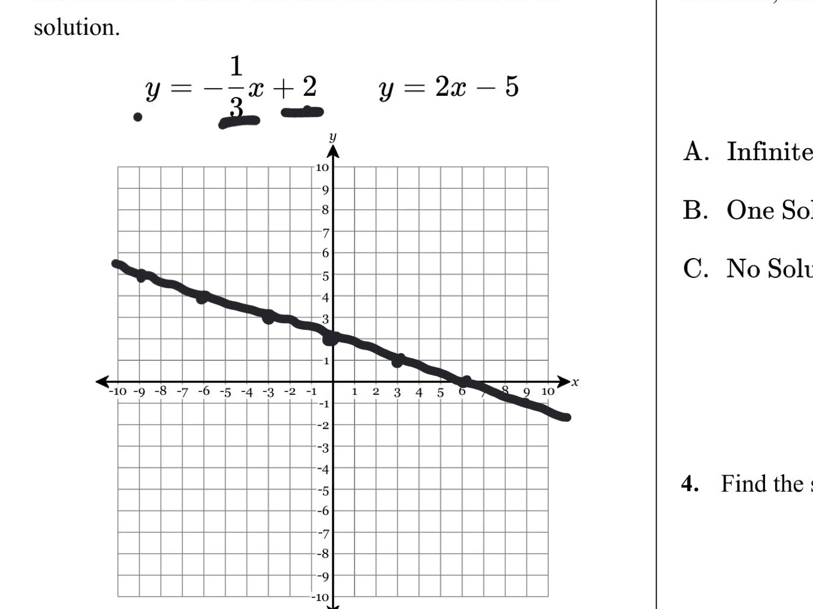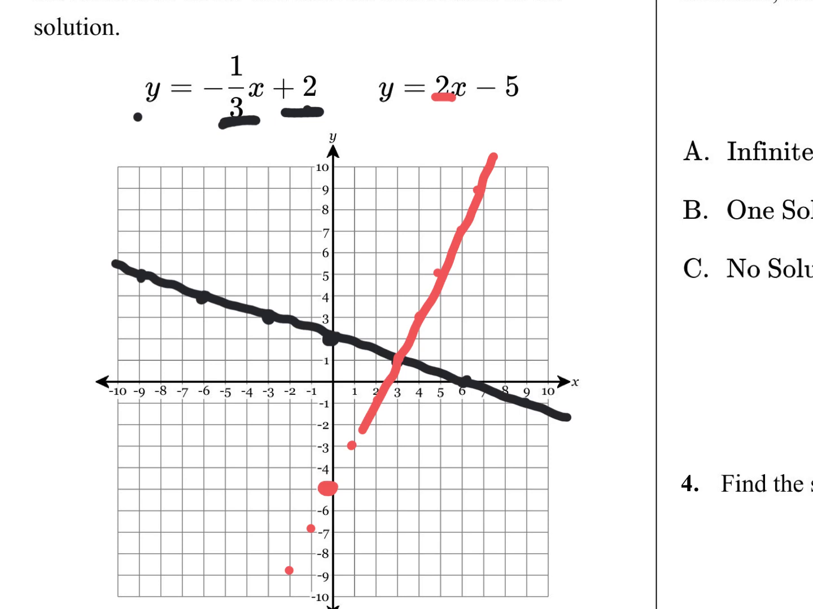All right, on the second equation, the y-intercept is negative 5. And my slope is 2, or 2 over 1. So I'm going to go up 2 to the right 1, up 2 to the right 1, and you can just keep carrying that out, or you can go down 2 to the left 1.